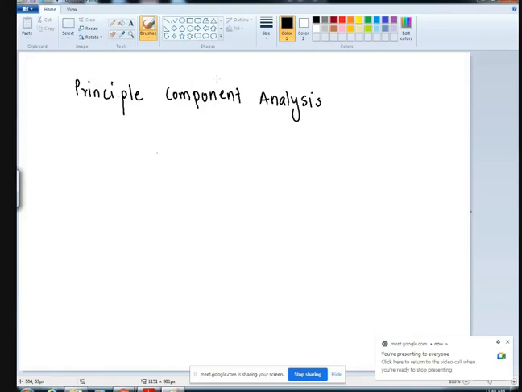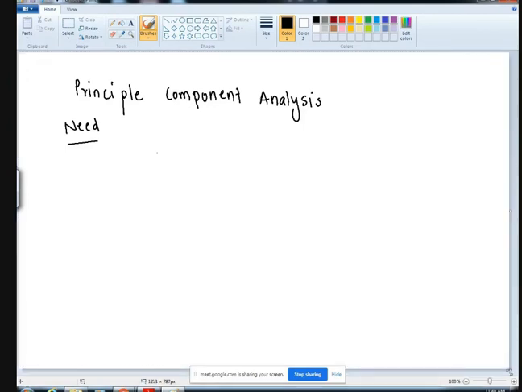Principal component analysis. Now you'll be wondering what is the need of this particular principal component analysis. So basically the need arises due to the problem of overfitting of our training data set. Whenever we are training the data set, we may find a problem of overfitting, due to which the model is confused as to what the output is for a given problem.